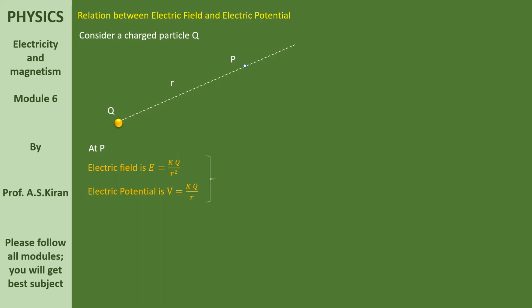Now, by using both the definitions, you can conclude with a simple calculation that E is equal to V by R. But please try to understand the relationship properly. It is not that easy as we are seeing, E is equal to V by R.